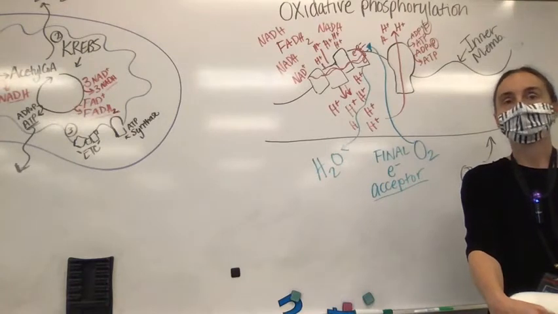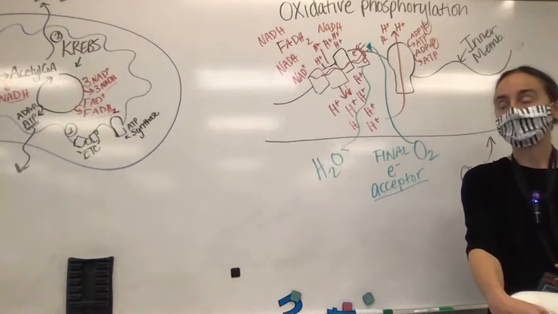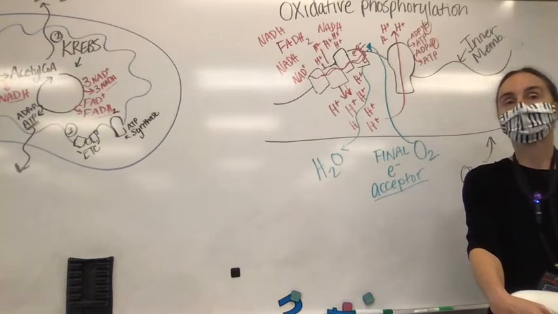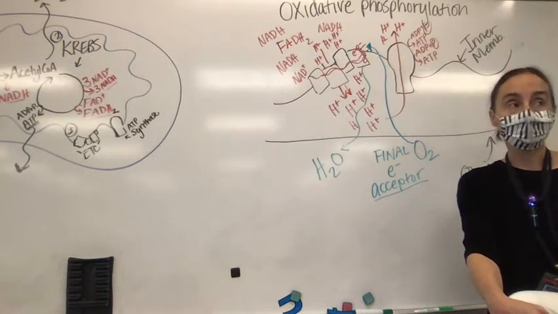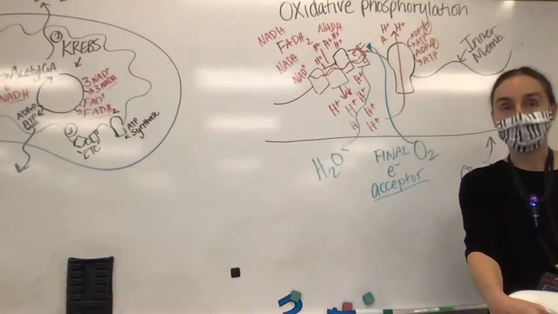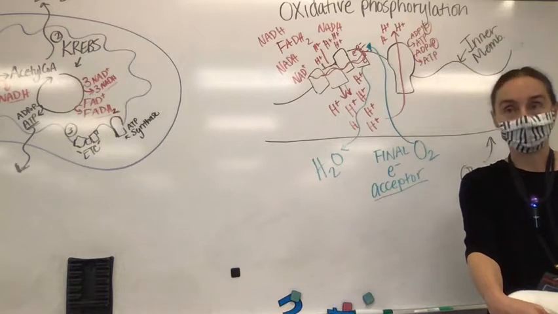You need to breathe because your mitochondria have electrons building up, and you've got to get rid of them, or else your ATP process shuts down. And if your ATP building process shuts down, you die rather quickly.